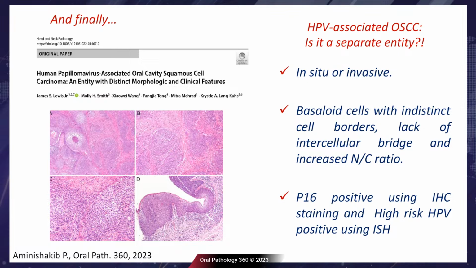When you have basaloid cells with indistinct cell borders, lack of intercellular bridges, and increased nuclear to cytoplasmic ratio, you are supposed to assess the specimen for the presence or absence of the human papilloma virus. You can use immunohistochemical staining for P16 to assess it, or use in situ hybridization.